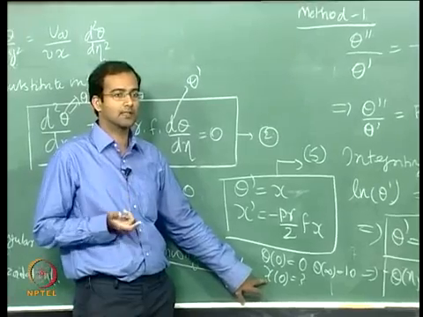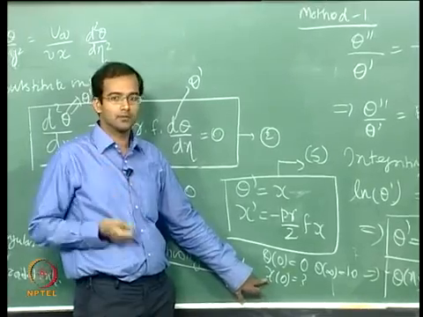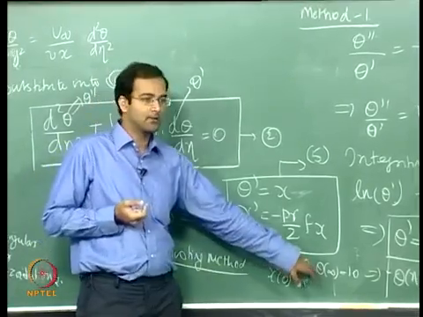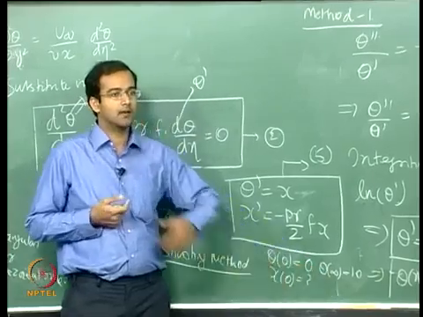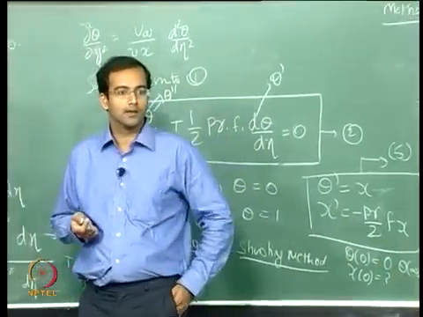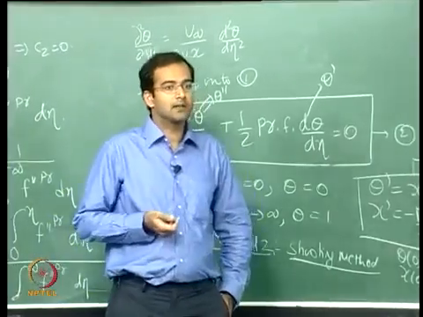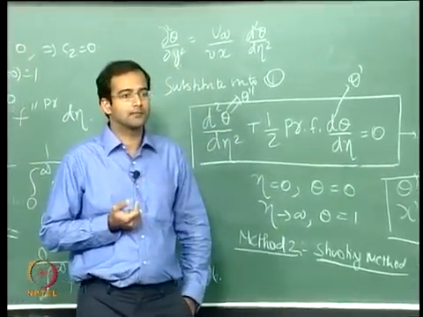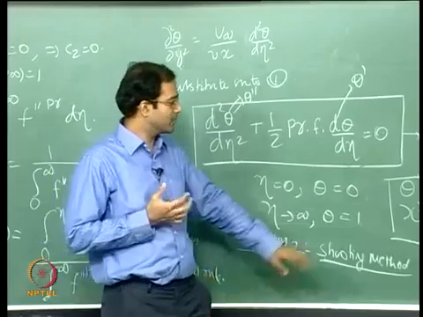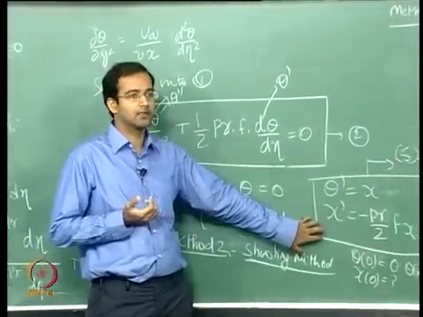So you do the same shooting technique. You guess the value of x at 0, you discretize it and march. You check whether your theta at a large value of eta equals 1. So you keep doing this iteratively till it finally matches that boundary condition. The same shooting technique can be applied for this.